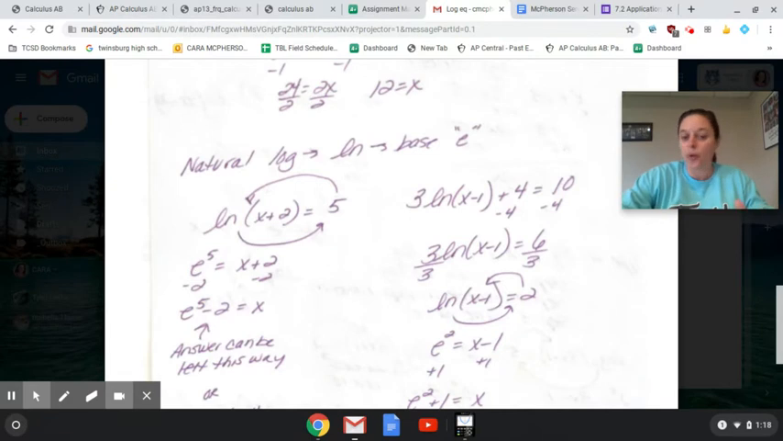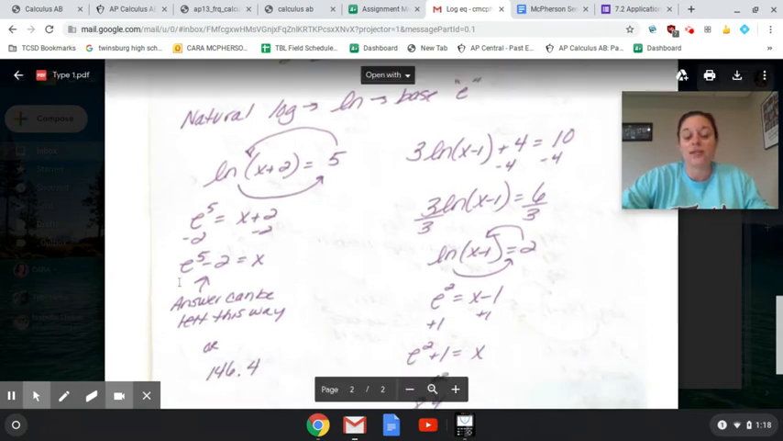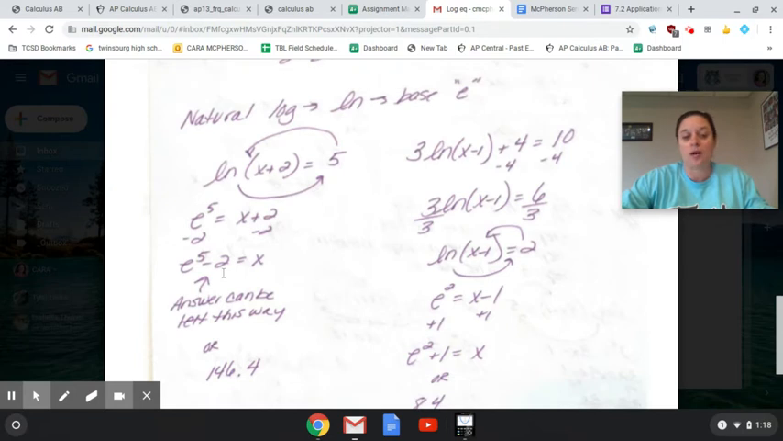So you have a couple of options for the way you can write your answer. You do have to subtract 2 on both sides to get x by itself. Your two options are, you can leave your answer as e to the fifth minus 2. That's called an exact answer because you didn't grab a calculator, you didn't have to round.